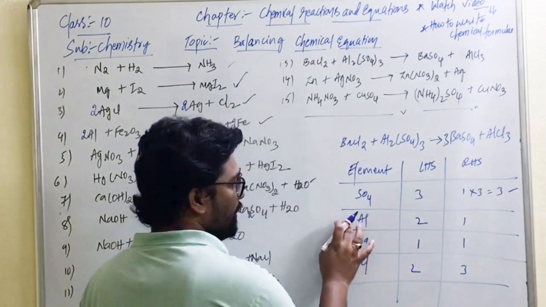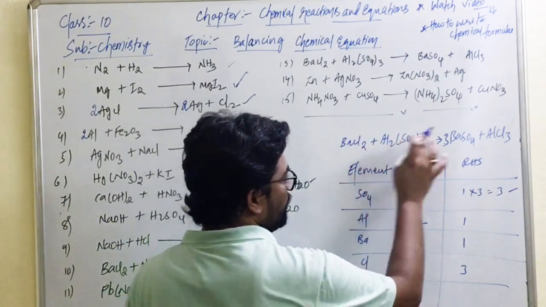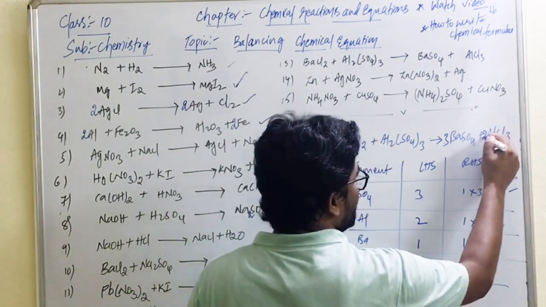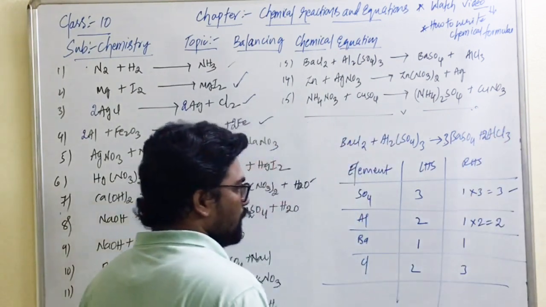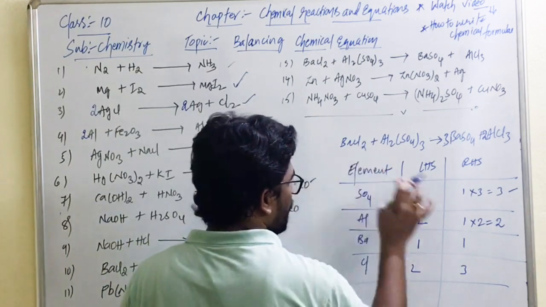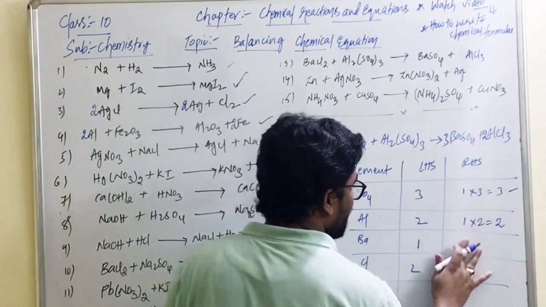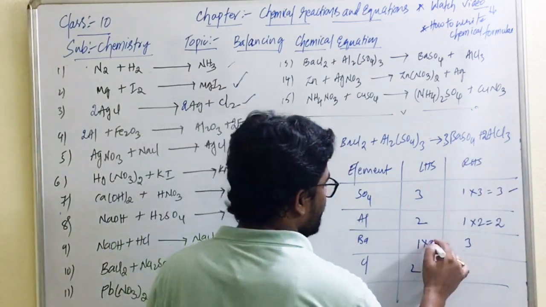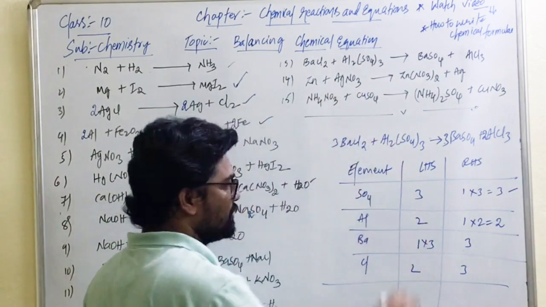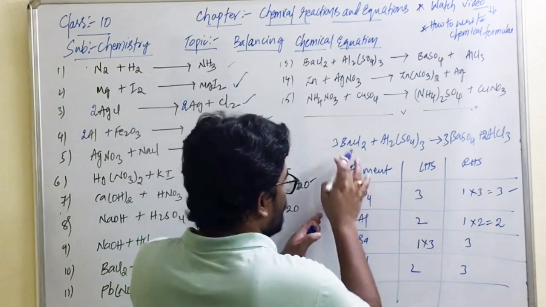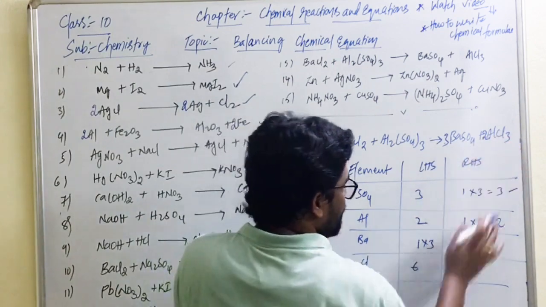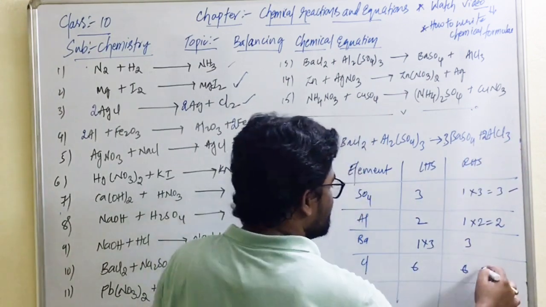Now let us look at aluminium. Aluminiums are 2 on the left hand side, 1 on the right hand side. So place 2 before AlCl3. Aluminium are balanced. Now barium. Barium is 1 on the left hand side, but barium is 3 on the right hand side. Okay. Now multiply with 3. Number of barium get balanced. Okay. Now check the chlorine. 3 2s are 6. Chlorine are 6 now. Now balanced equation.